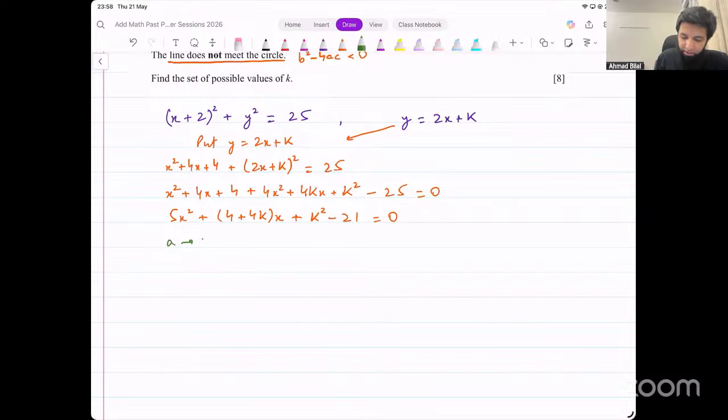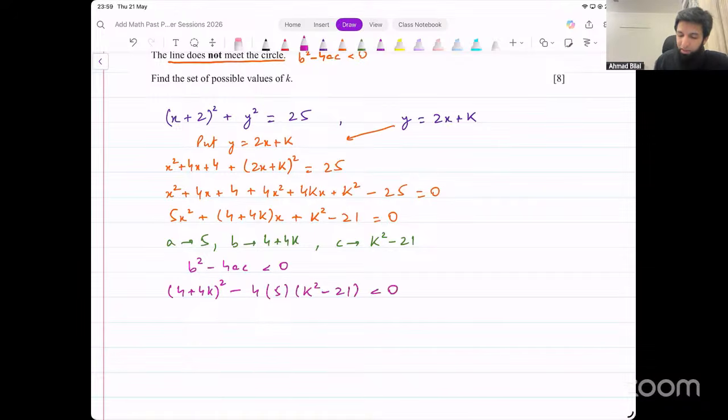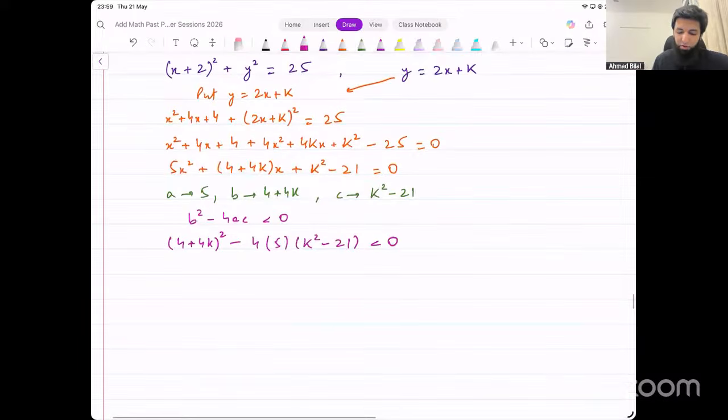The value for a in this is 5. The value for b is 4 plus 4k. And the value for c is k squared minus 21. Input values in b squared minus 4ac and put that less than 0. So that becomes 4 plus 4k whole squared minus 4 into 5 into k squared minus 21 less than 0. That's a quadratic inequality now. There's a standard process that we've got for that.